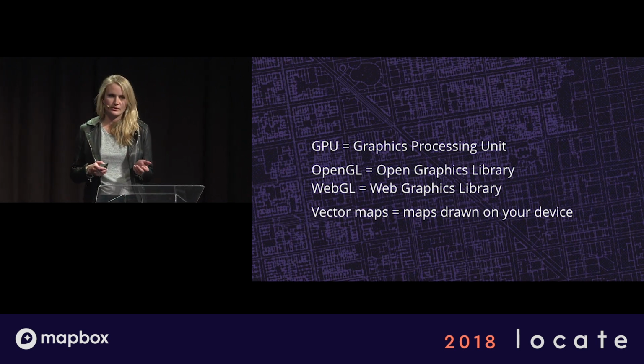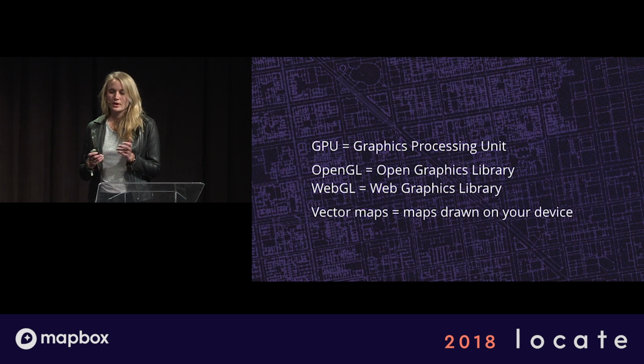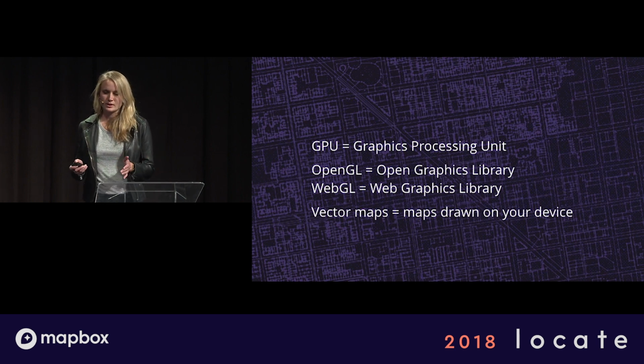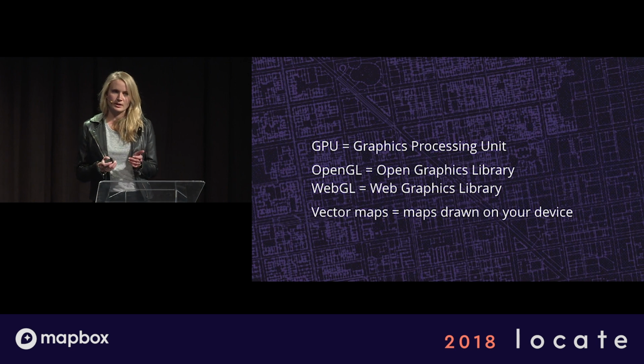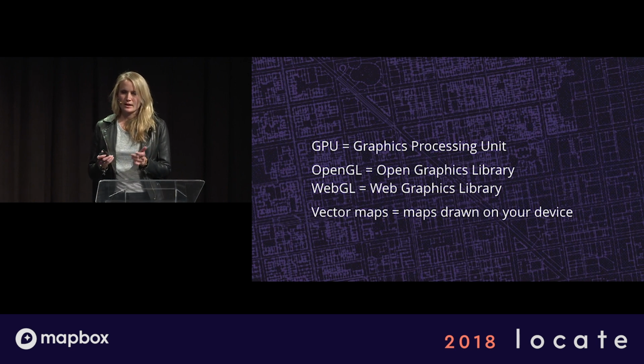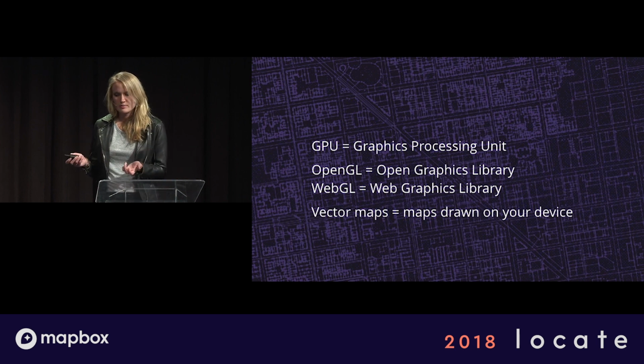OpenGL and WebGL are Open Graphics Library and Web Graphics Library. For all intents and purposes today, we'll consider them two sides of the same coin. These are programming APIs for developers to be able to access their users' GPUs and program for their graphics cards directly. And vector maps are another term for client-side rendered maps, or Mapbox GL maps, for example.